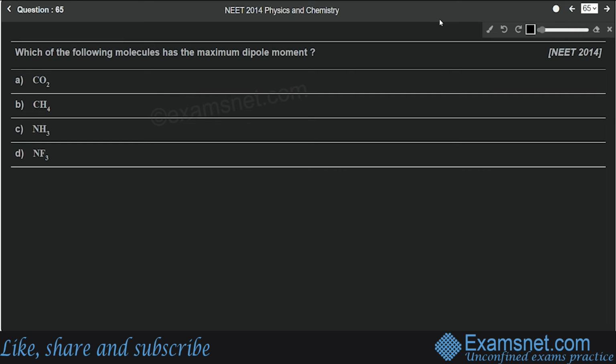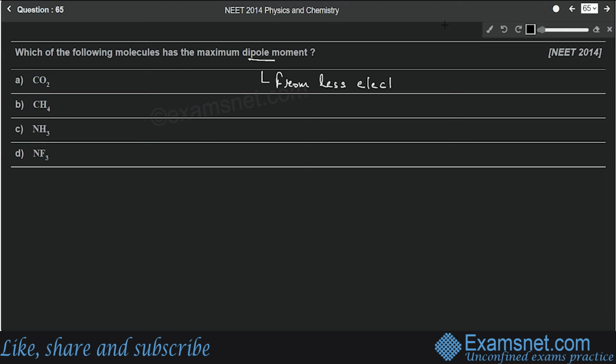Question number 65 is from the chapter Chemical Bonding and Molecular Structure, and the question is: which of the following molecules has the maximum dipole moment? Okay, so what is the direction of dipole moment? It is always from the less electronegative atom towards the more electronegative atom.